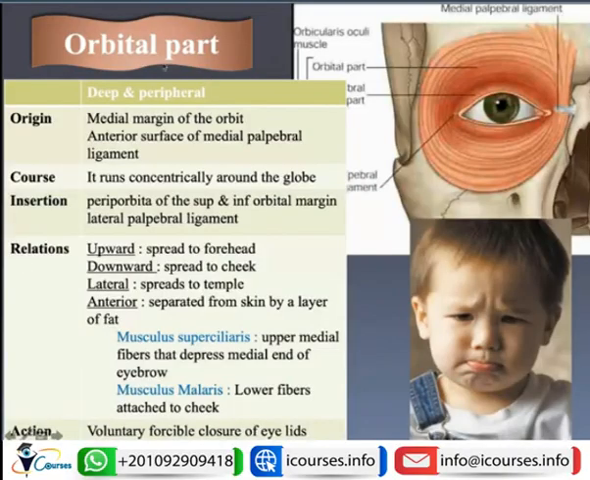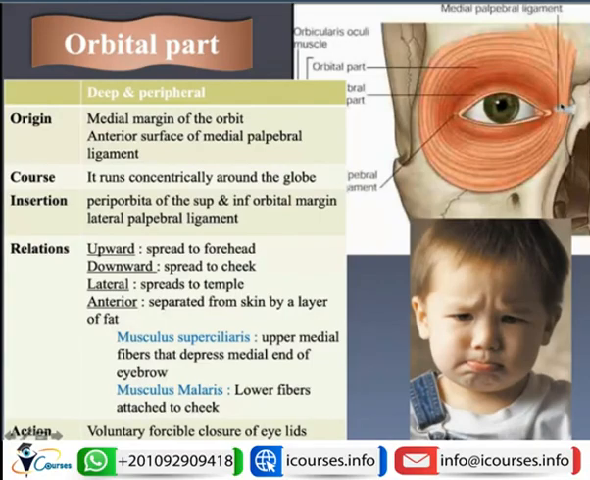Let's first start with the orbital part. The orbital part here, as you can see, this is the muscle of the orbital part. It has an origin and insertion and the course and relation like any muscle in the body. So where will be the origin? It takes origin from the medial margin of the orbit here. And also it takes origin from the anterior surface of the medial palpebral ligament.